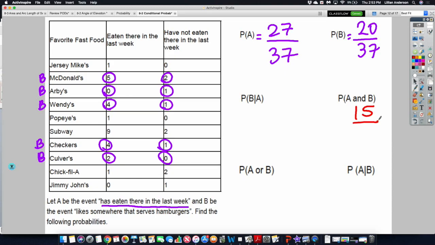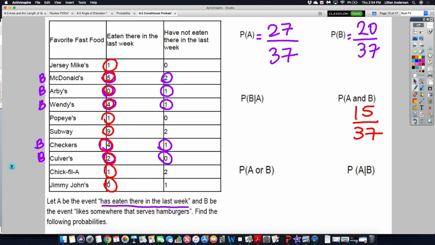Because think of it like this. These were all the people who were eating there last week. And then the purple represents those who like somewhere that serves hamburgers. So if you're looking for both of them, eating there last week and liking hamburgers, you want the ones that are circled in both red and purple. Does that make sense? You would not multiply those two probabilities because these are not independent events. It only works if they're independent events.